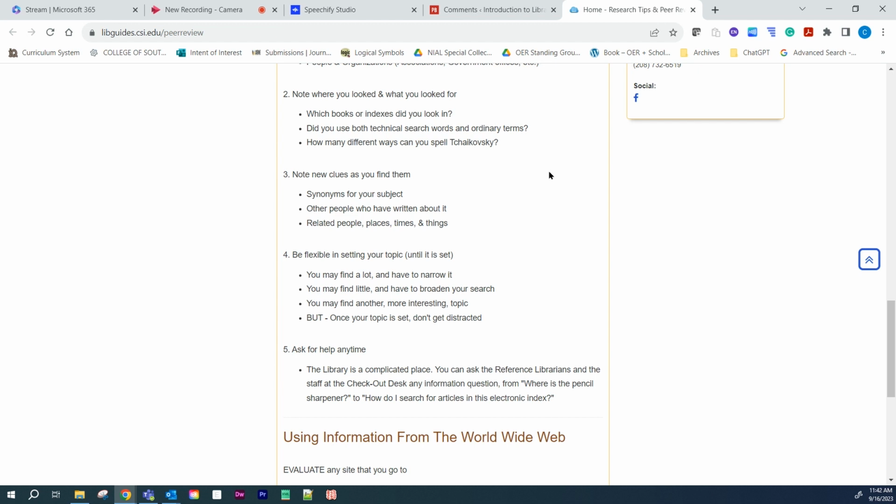You may find a lot of stuff, you have to narrow it. You may find a little information and have to broaden your research. Or again, a related topic might be interesting and it might be more fruitful. Once your topic is set, don't get distracted. Again, a little more flexibility. All my respect to whoever wrote this, but you might want to change your topic.